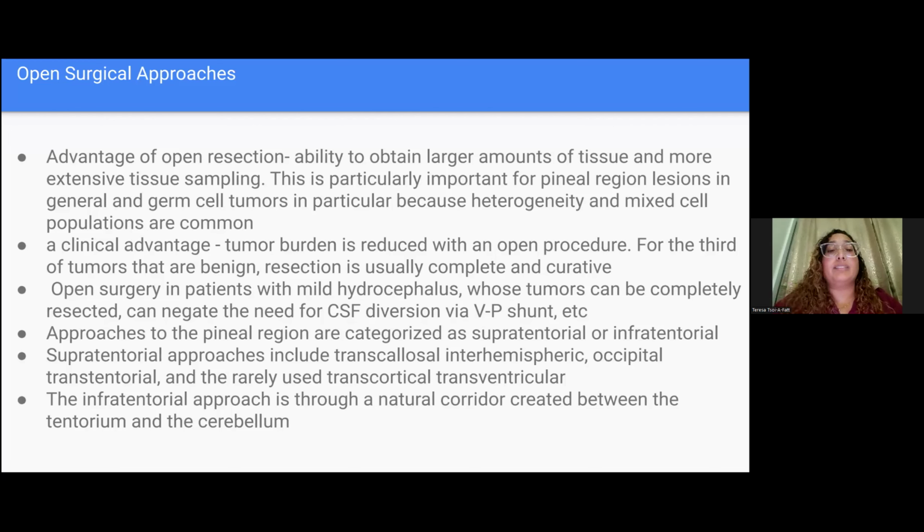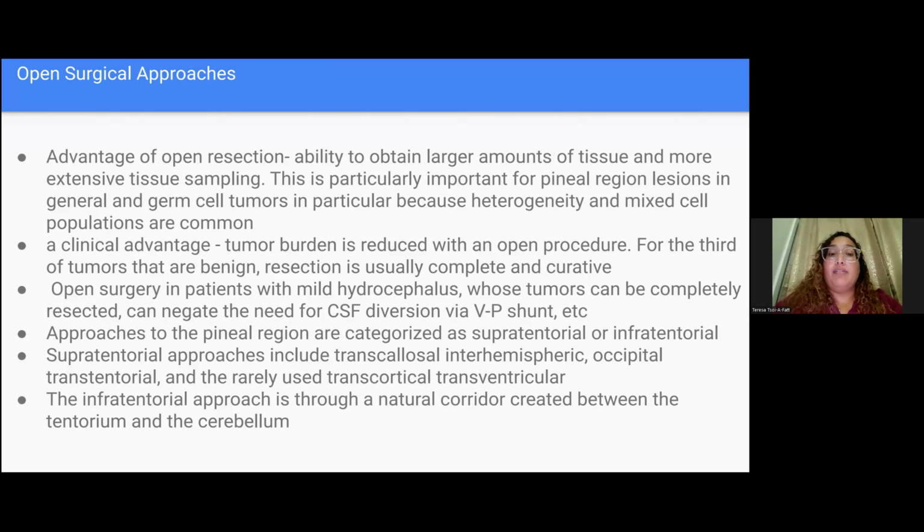One clinical advantage is that the tumor burden is reduced with an open procedure. So for one third of tumors that are benign, resection is usually complete and curative. Open surgery in patients with mild hydrocephalus whose tumors can be completely resected can negate the need for CSF diversion via VP shunt, etc.